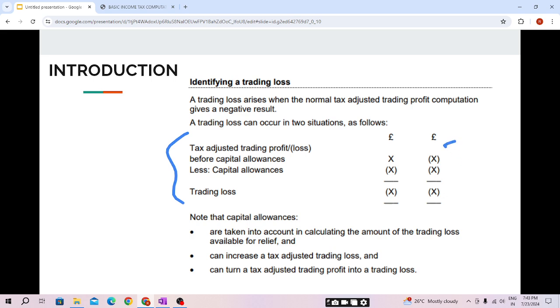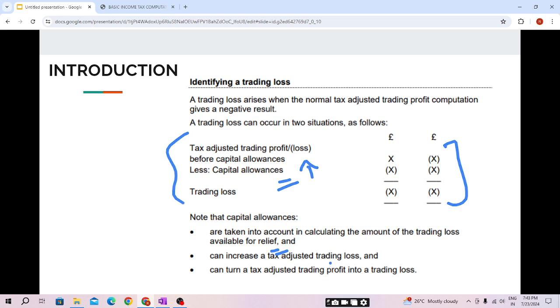This we have already covered in our chapter number 7. Note that capital allowances are taken into account in calculating the amount of trading loss available for relief. That is, capital allowance is taken into account when we calculate the trading loss which is available for relief.